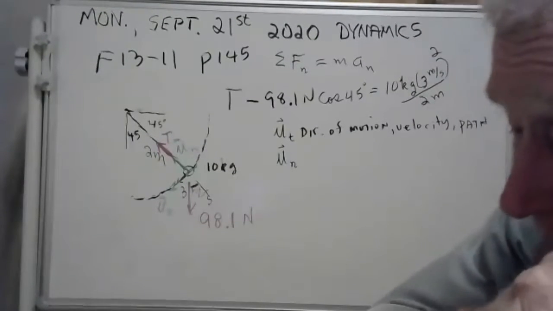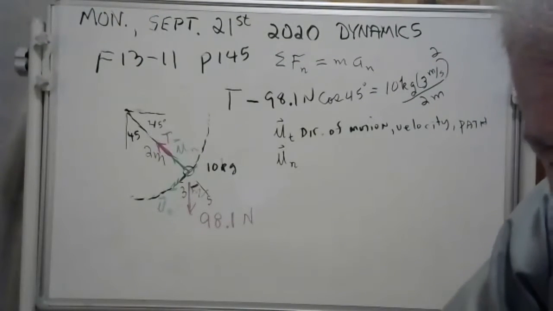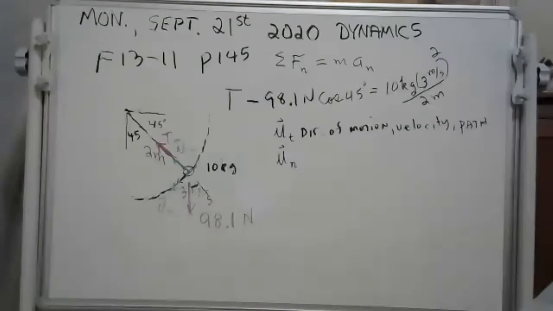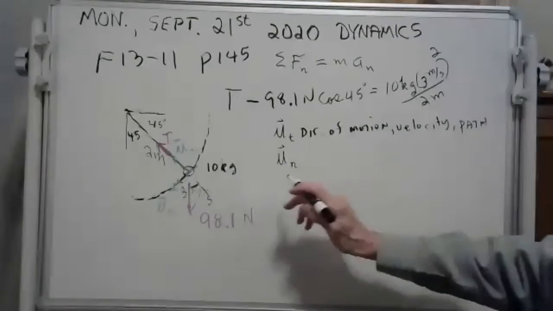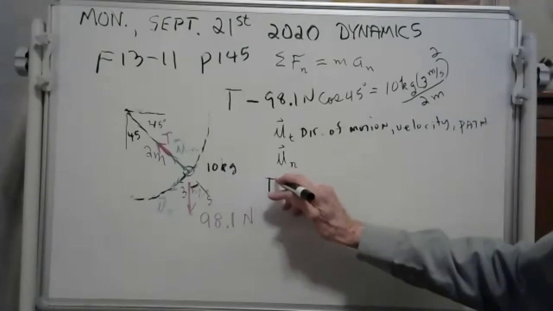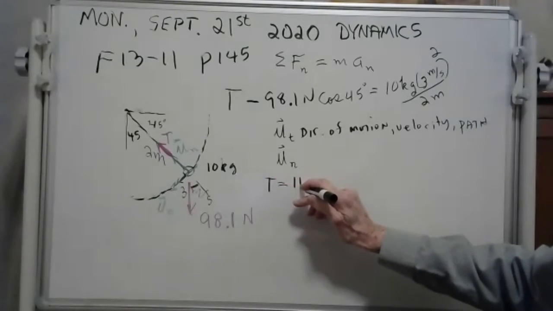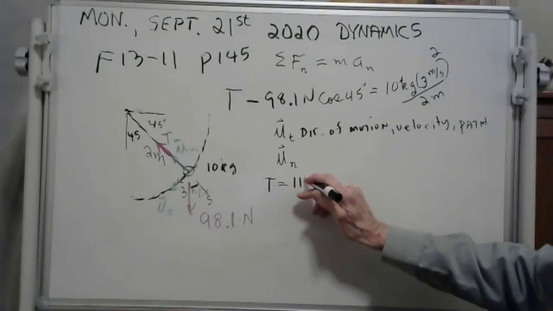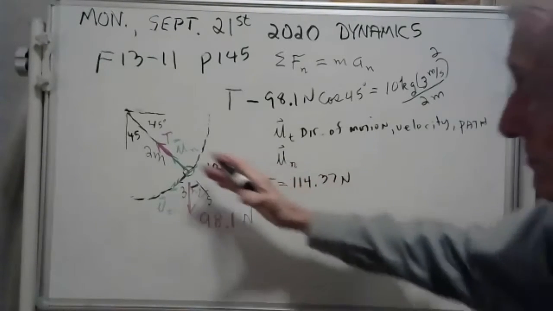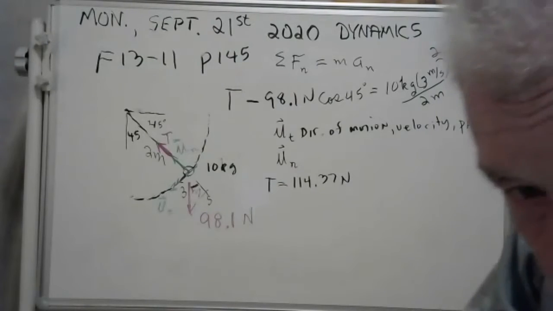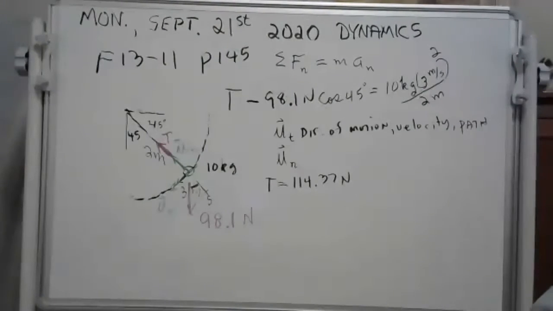Okay, I'm always picking on Stuart. Stuart, do you have that yet? I got 114.37. That's what I got. The tension's 114.37 newtons. Stuart got it right. We did great.